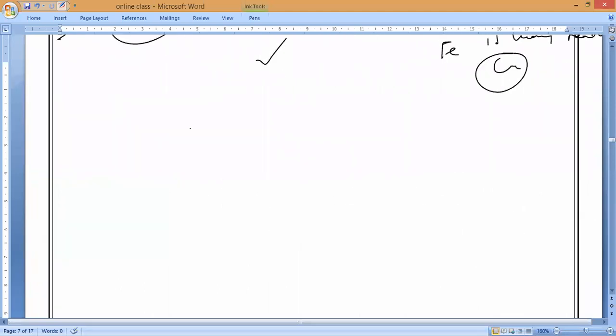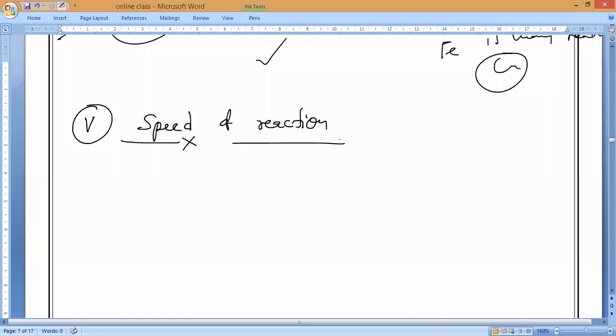Next, feasibility is over. The fifth property is speed of reaction. What is that, guys? Some reactions take place very fast, and some take place very slowly. For example, if you burn methane gas, what is the formula of methane, Maitrayan? The formula of methane is CH4.